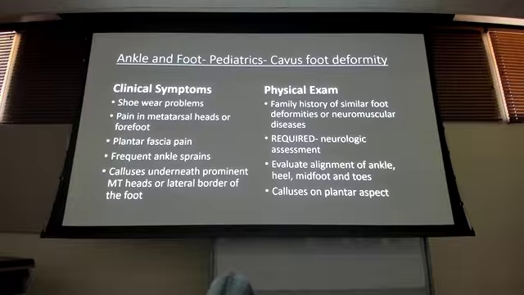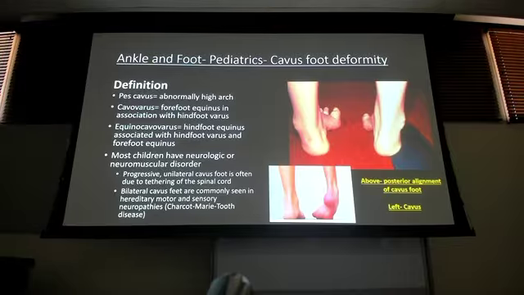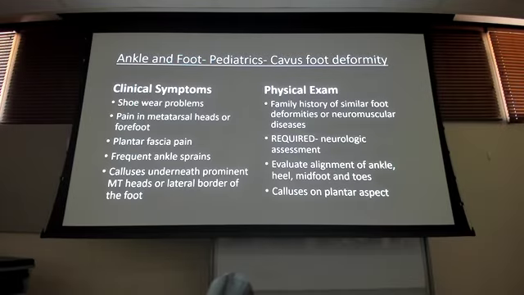Most of them will have frequent inversion ankle injuries, which hopefully makes sense looking at how their gait would be. They're not able to ambulate like normal, so they're going to chronically roll that ankle. Maybe another complaint you see with it could be some calluses as well.